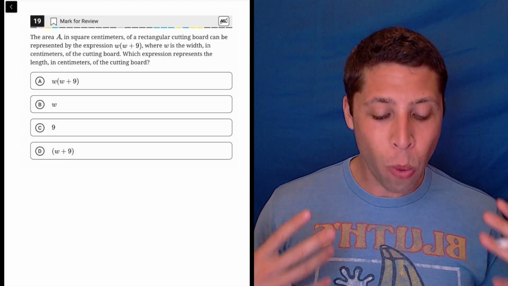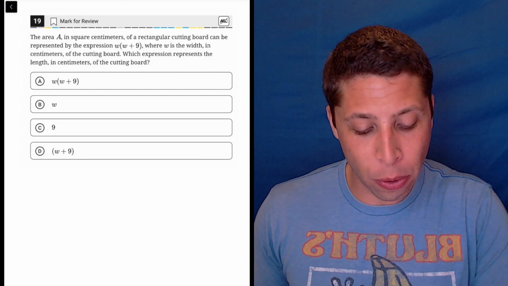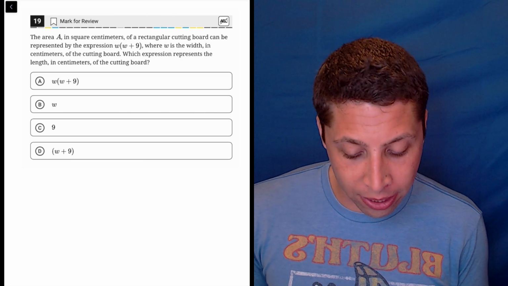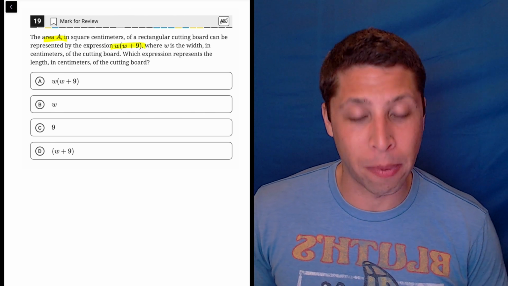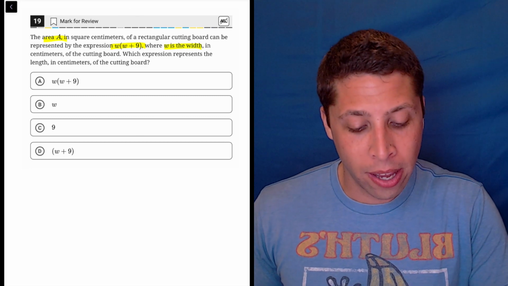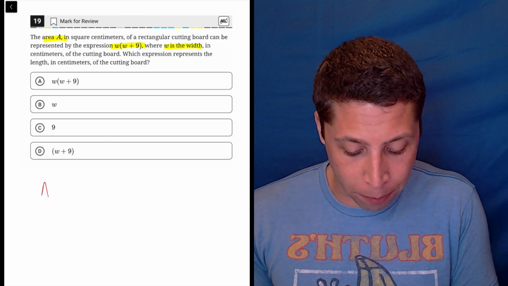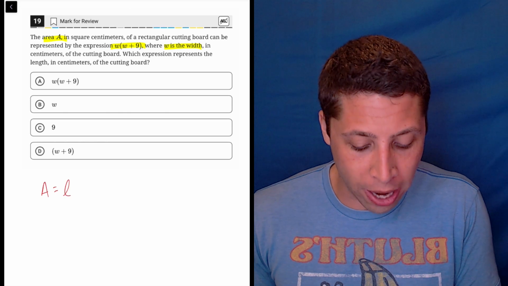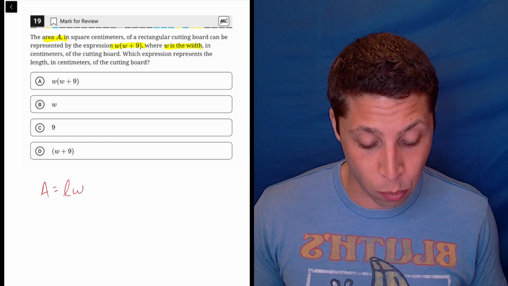So this question is way easier than it sounds. You just need to focus on the right pieces. They're telling you the area is represented by W times W plus 9, and W is the width. You can look it up in the reference chart if you need to, but you hopefully know the area of a rectangle is length times width.